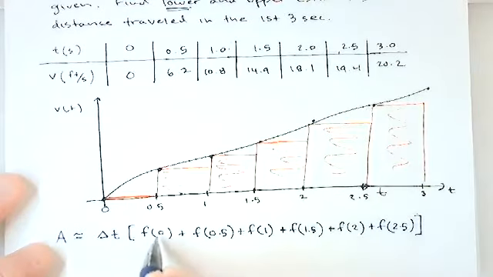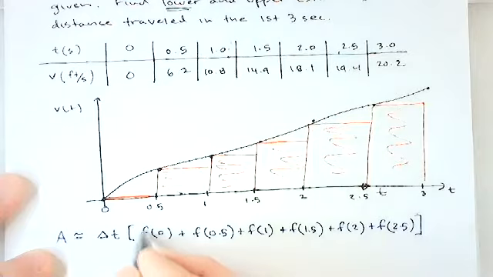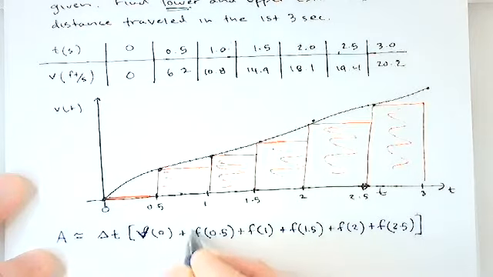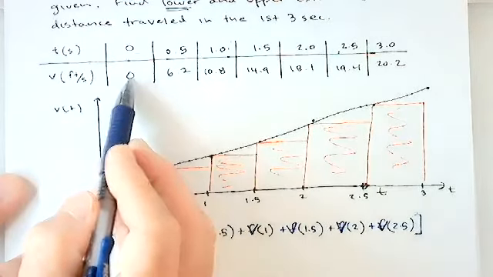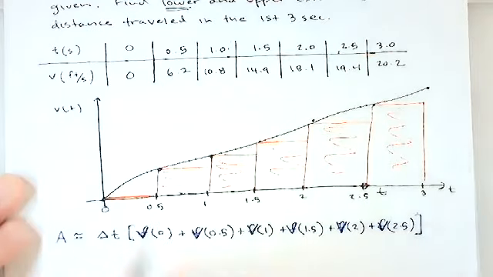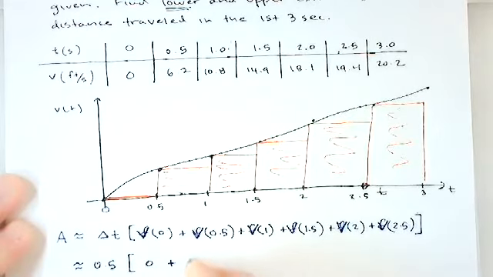But the difference, of course, is I don't have a function to plug in 0. I just know that, maybe more accurately, instead of f of 0, I should have put v of 0, right? That's the velocity at 0. This is v of 0 and v of 0.5. These are all v's, because we're just given those, right? There's no function to plug it into. We know the velocity at 0 was 0. We know the velocity at 0.5 was 6.2. So this is just a matter of stealing the numbers from what's given in the table.